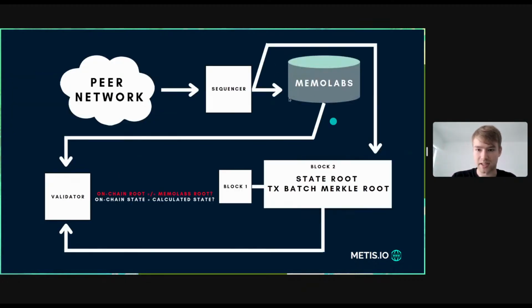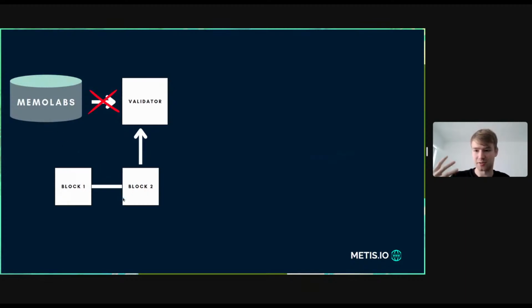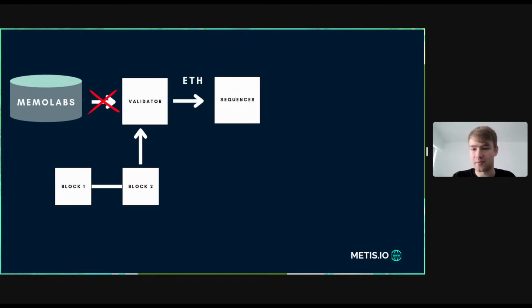So this is exactly the same. We just take the data, but in the case where the data cannot be found and retrieved from Memo Labs, we take the transaction Merkle root and the state, and we see that we can't find the data. If we can't find the data, then as a validator, we'd make a request to the sequencer. We would give the sequencer some ETH to post the batch of transactions. So we essentially tell the sequencer, make this request on chain, and you have X amount of hours in order to post it. So the sequencer would post the data on chain if requested.